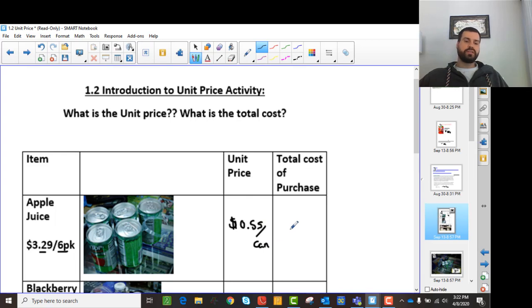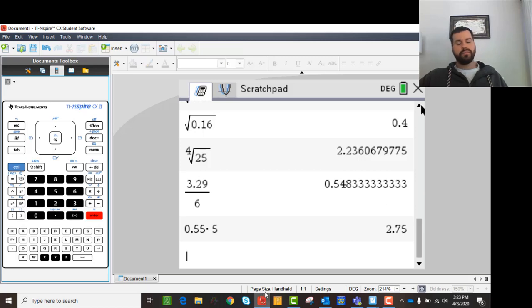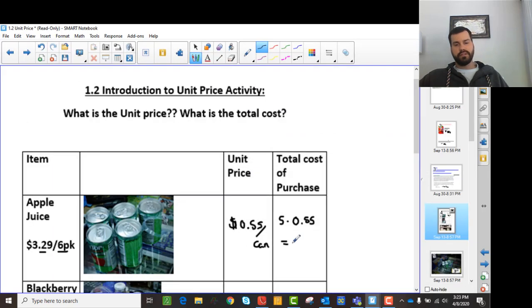Okay, and then the total cost of the purchase, then how many cans do I have? Well, I have 5 cans, so it's going to be 5 times that 55 cents. And again, if I do it on my calculator, I take 0.55 times 5, and it's $2.75 to buy this set of 5. All right.